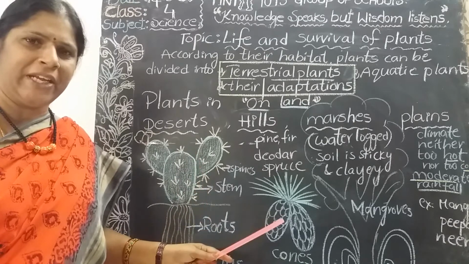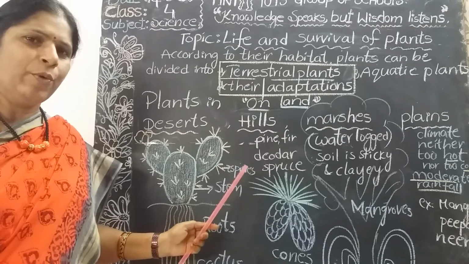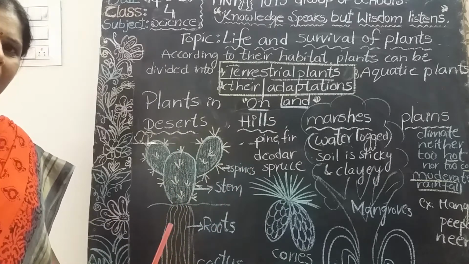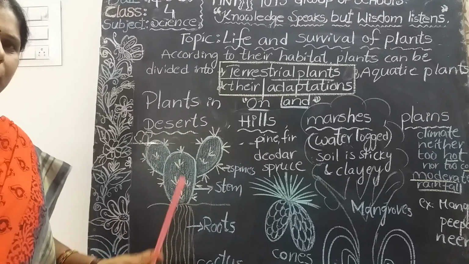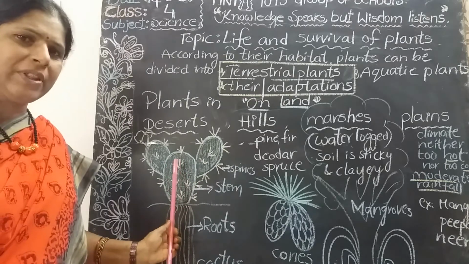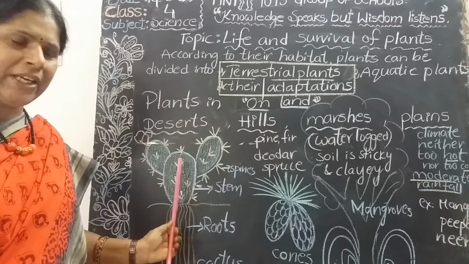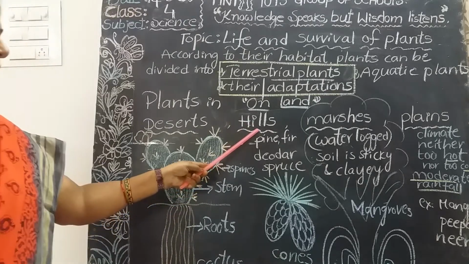The stem is green, and the leaves change into spines. They have long roots for absorbing water. The stem is covered with a waxy coating. Is it clear? Okay, what is the next one?